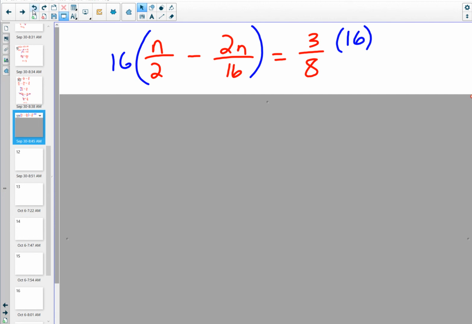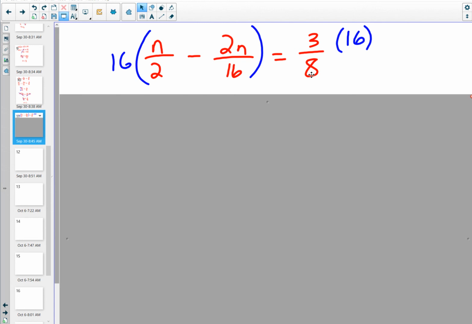So now let's multiply. 16 times n is 16 divided by 2, 8n. Here for the next one, because I have to distribute, the 16s cancel out, so really you're just left with negative 2n. And on this one, you can do 16 times 3 and then divide by 8, or I like to divide 16 by 8 first, which gives me 2. 2 times 3 is 6.